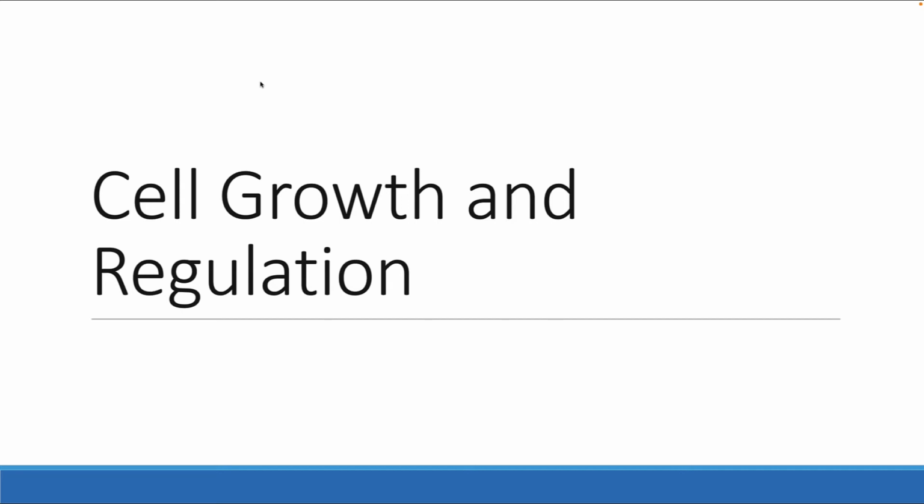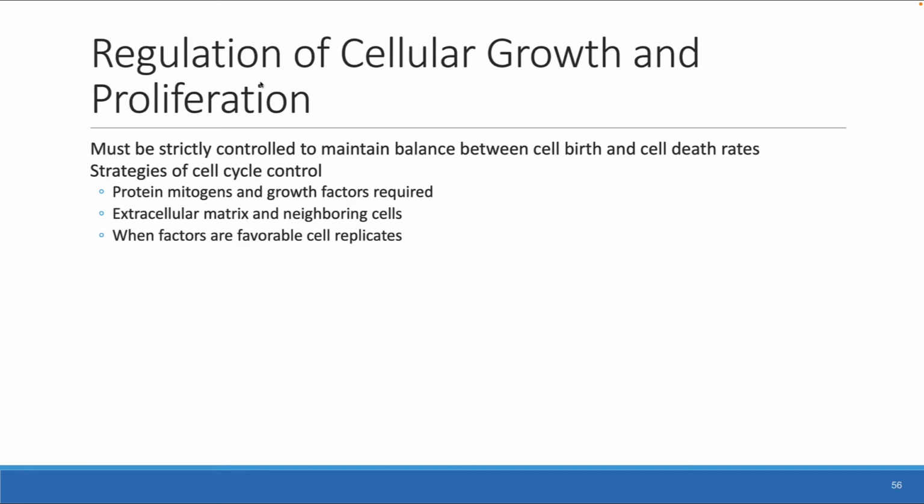Next, we're going to talk about cell growth and regulation. This is an important topic because how do we regulate cellular growth? Why do some cells continue to reproduce, like cancer cells? Why do they continue to reproduce when other cells know to stop? Well, in order for cell growth to occur, normally there needs to be some signal. And these cell cycle controls are responsible for the birth and death of cells.